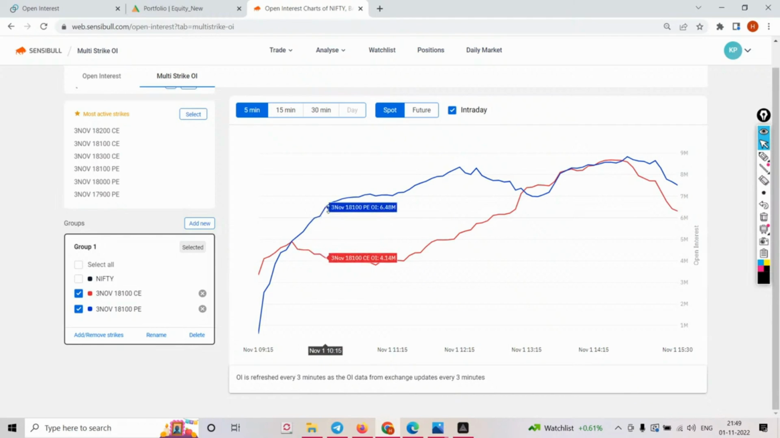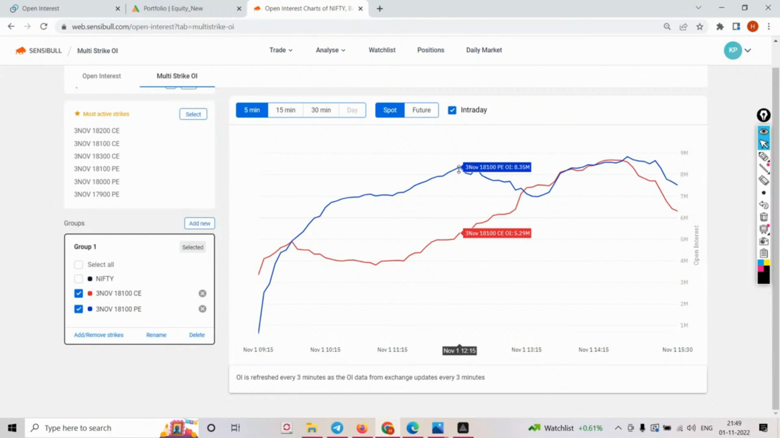Again, let me take you back to maybe 10:20. At 10:20, 6.71 million. So the open interest started building up at the 18,100 strike. Check it. You have the strike, you have the put next to it, and you also have the open interest. So let's see what happened. It made a high of almost 8.35 million open build-up there on the put side.